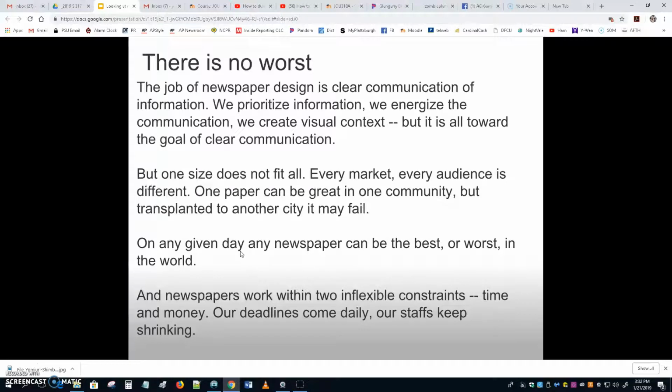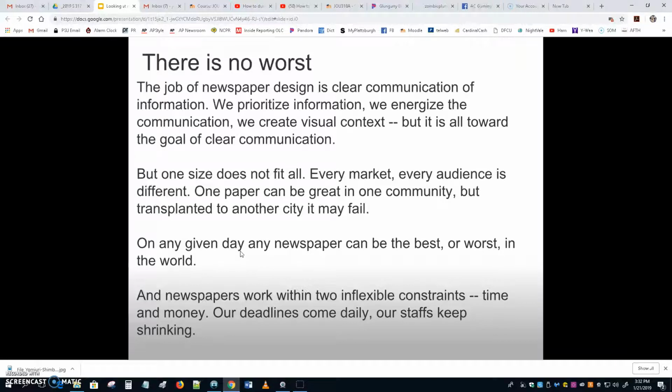The job of newspaper design is clear communication. We prioritize it, we energize it, we create visual context, but it's all towards the idea of clear communication. But one size does not fit all. You may have a beautiful newspaper, but if it doesn't really work for your market and your audience, then it's really not that good a newspaper.